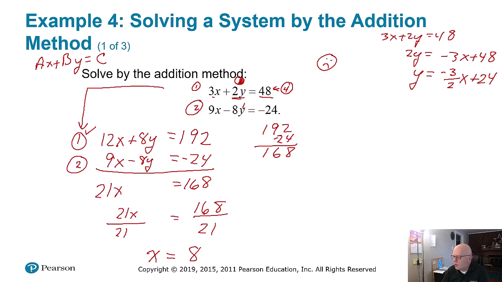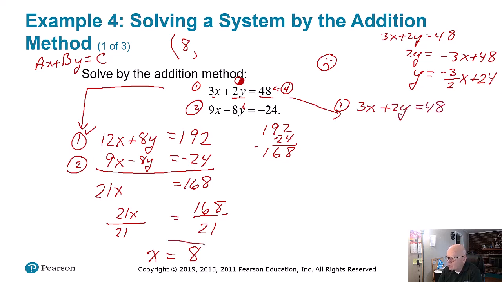Finish it out. All right, we're halfway there. So our solution is going to look like this, but I'm not finished. I've got the x coordinate, but I don't have the y coordinate. What can I do? Well, it's up to you. You want to use equation number 1 or equation number 2. Either one will work. Now, for me, I'm going to use equation number 1 because the coefficients are a little bit smaller. So I'll rewrite this, 3x plus 2y equals 48.